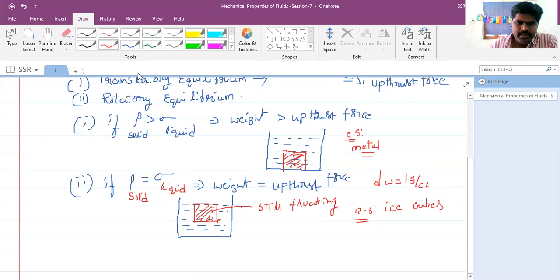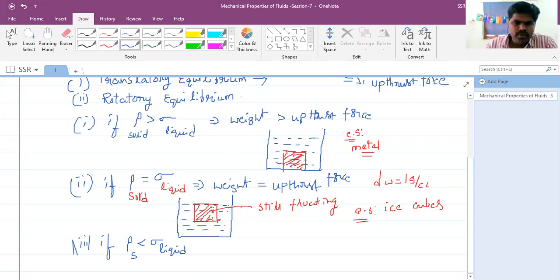Next, case 3. Case 3: if the density of solid is less than the density of liquid.